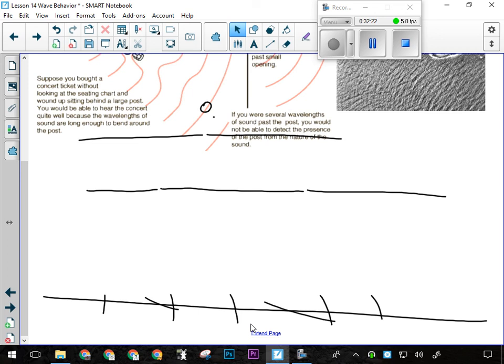Now, how many people have polarized sunglasses? If you have polarized sunglasses, the lenses of your glasses essentially have either a coating or built right into the glass what's called a diffraction grating that limits some of the light that's coming in, helps to reduce glare and things like that.